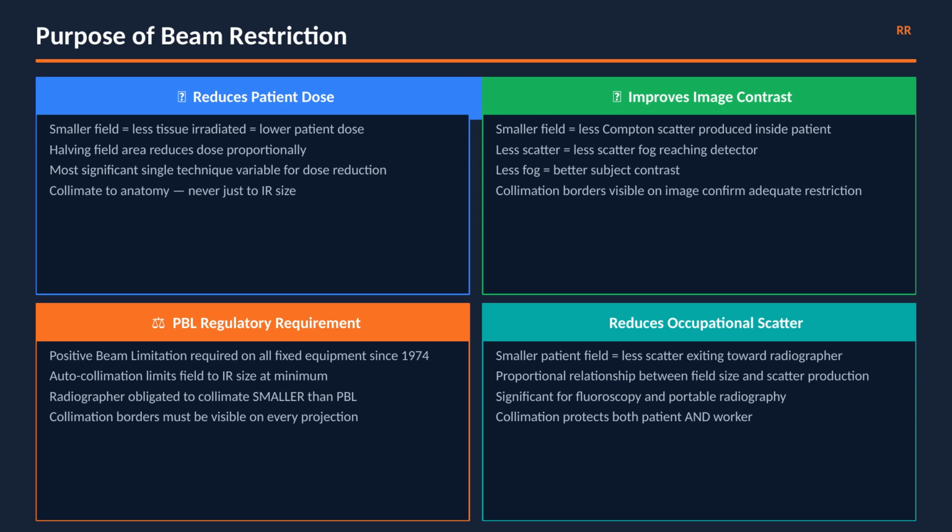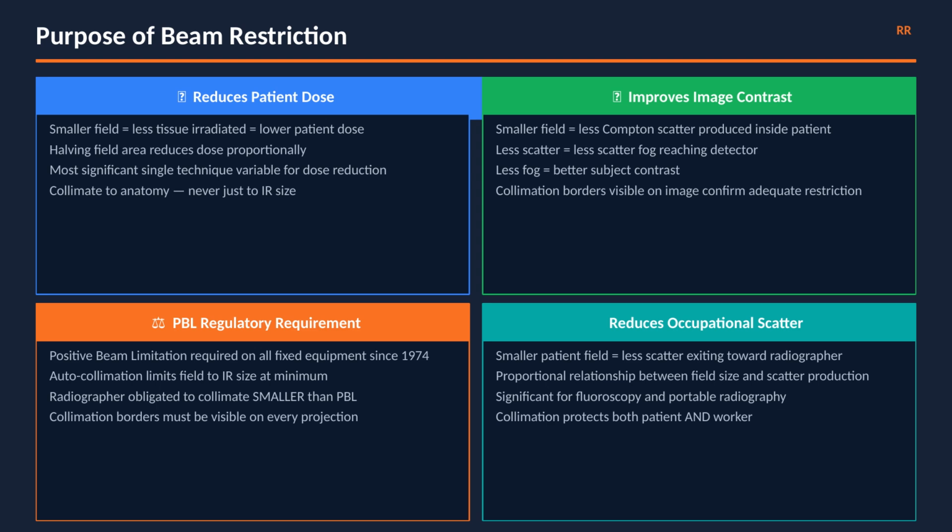It improves image contrast. A smaller field produces less Compton scatter inside the patient. Less scatter reaching the detector means less scatter fog, which means better contrast between tissues. Dose reduction and contrast improvement happen from the same action simultaneously.